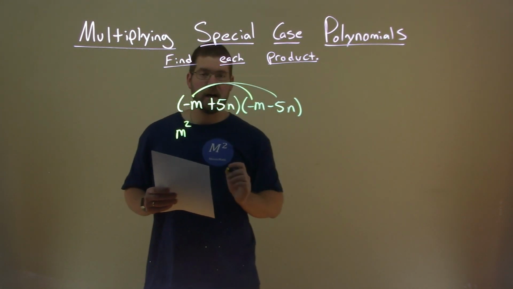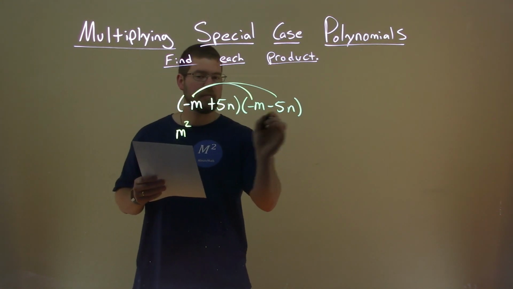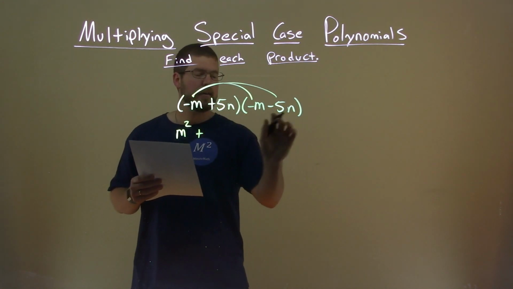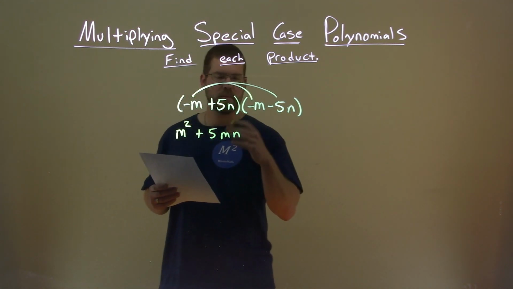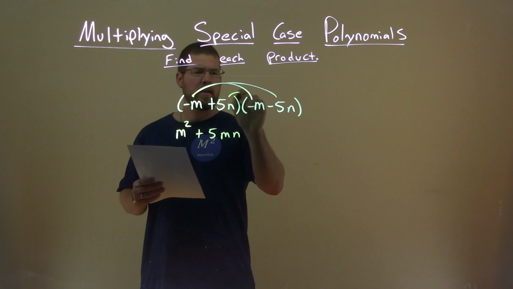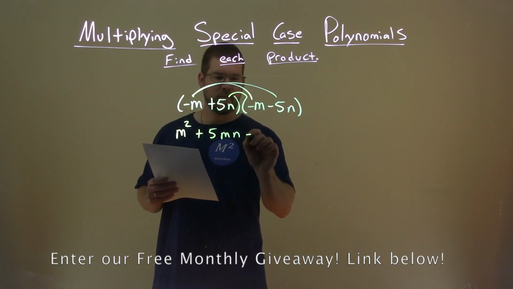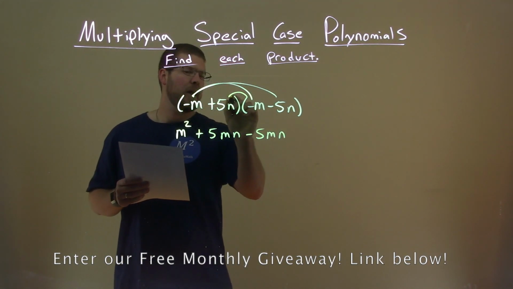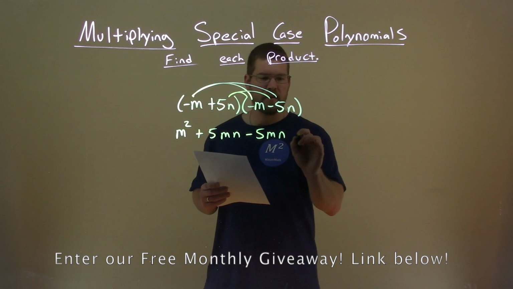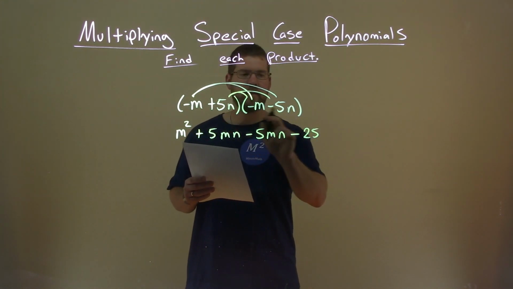Negative m times a minus 5n, well, that becomes a positive. Negative times the negative is a positive, so positive 5mn. Now we have the inside ones. 5n times a negative m, that's a minus 5mn. And 5n times a minus 5n, that's a minus. 5 times 5 is 25. And n times n is n squared.